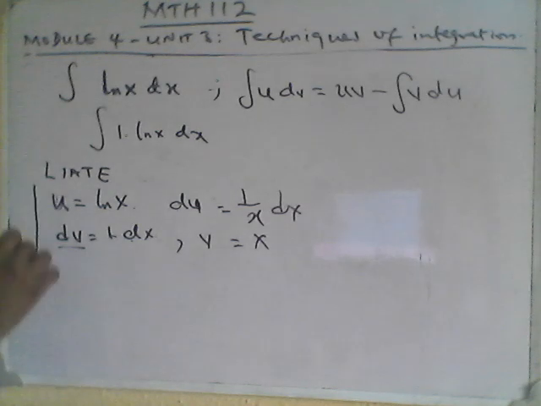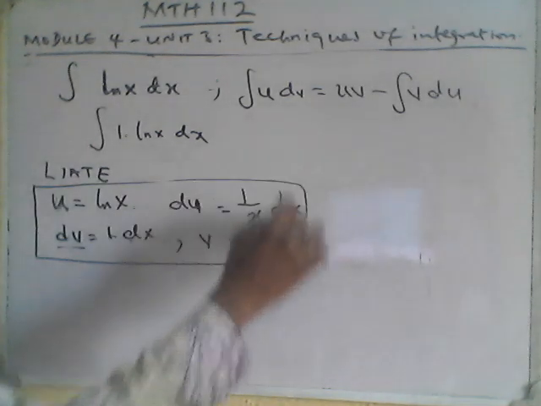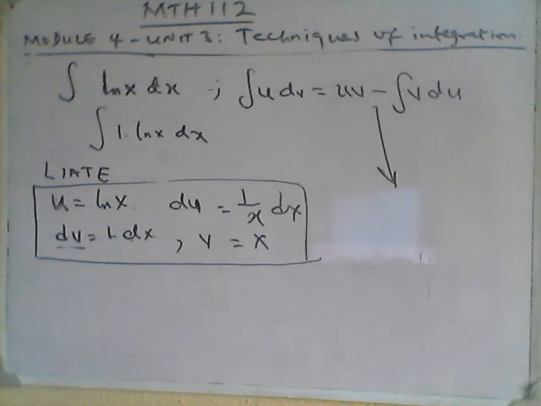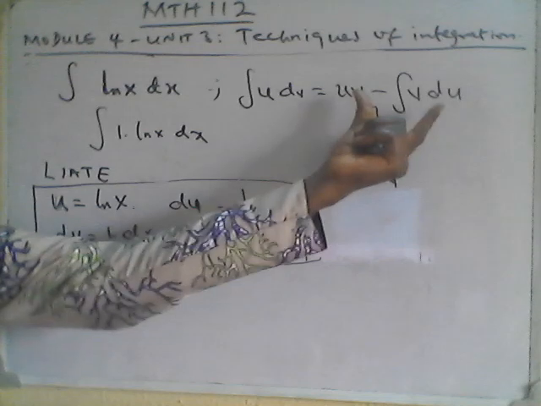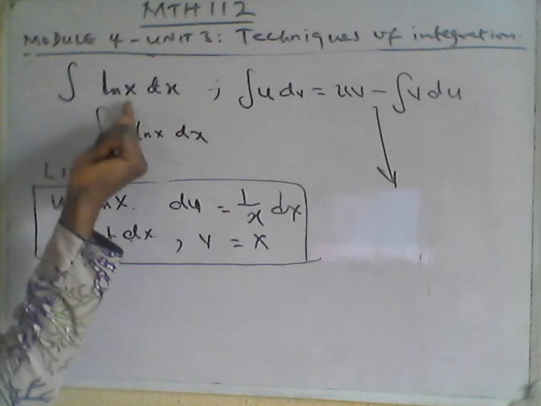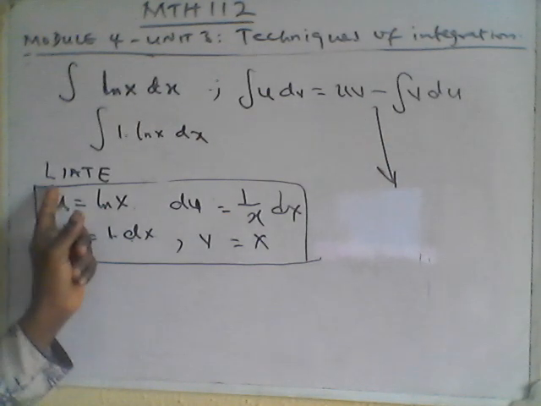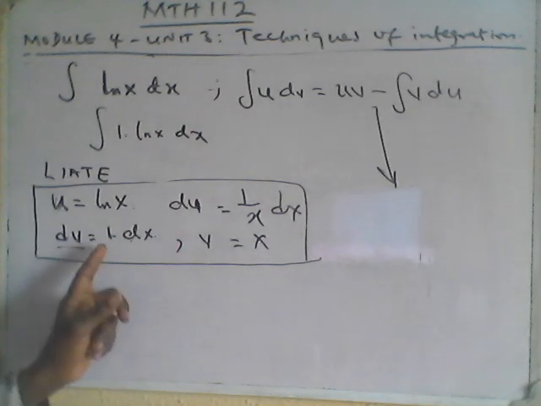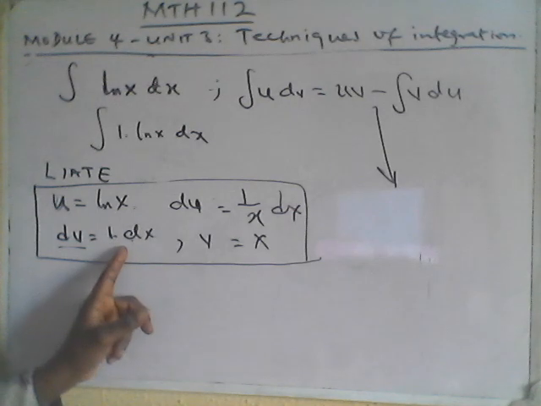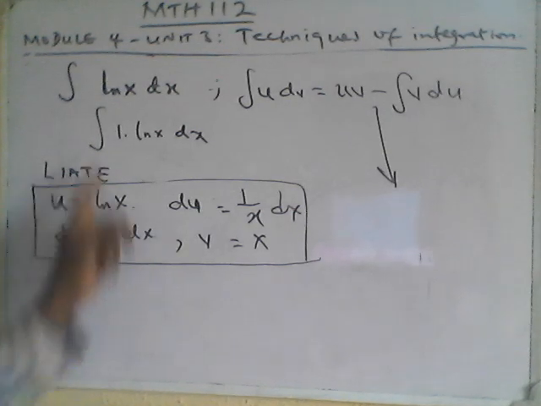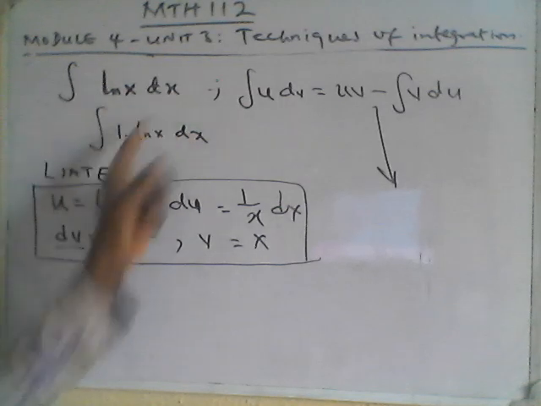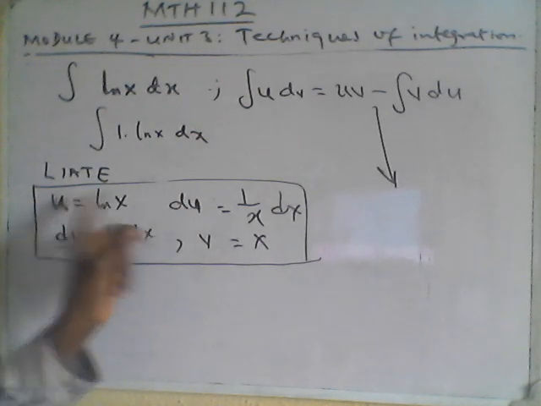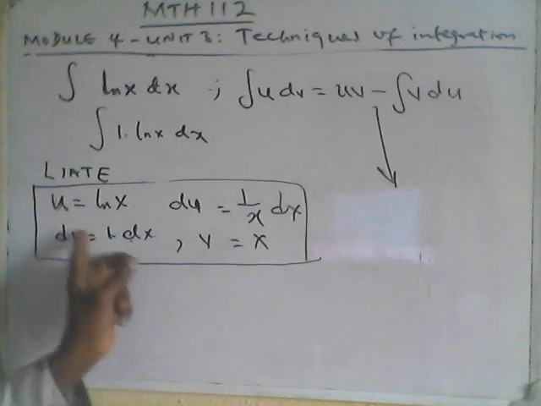So my job is to find all these four parameters so that I can put them in the formula. The first thing you do is always to write out your formula, then choose your u from LATE. Once you've chosen your u, you now take everything else as dv, right? Because there's a 1 here and there's a dx here. So every other thing here is dv. Okay, so du is the differential of u, and v is the integral of dv.